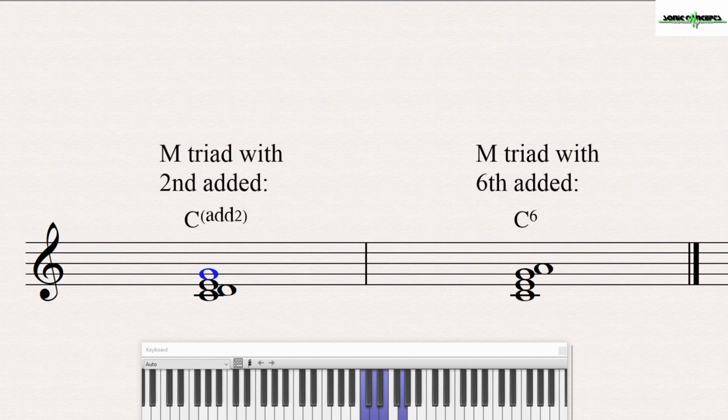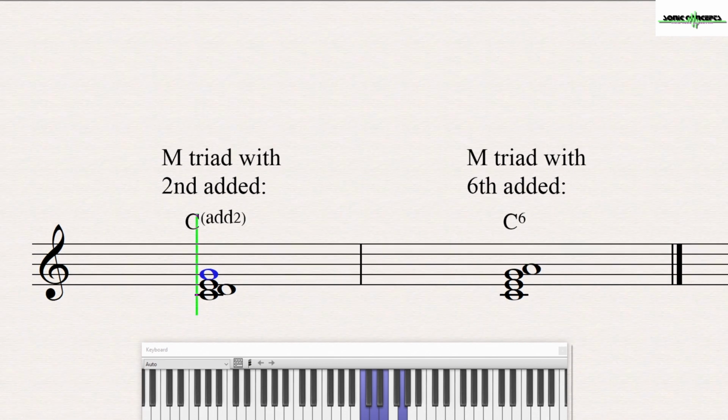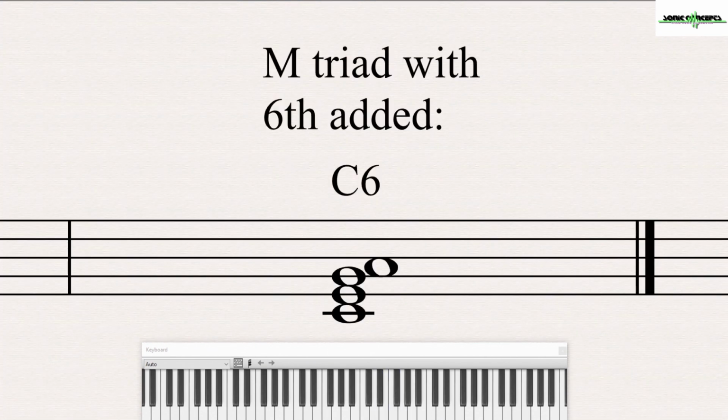While it's possible to add any note to a chord, the most common types are the add 2 and add 6 chords, employing a major second and a major sixth above the root respectively, as in these examples. Observe that the chord with the 6 added is notated as a C6 rather than a C add 6. While it's possible to write an add 6 chord as C add 6, the most common way of notating this chord is with the shorthand notation C6.